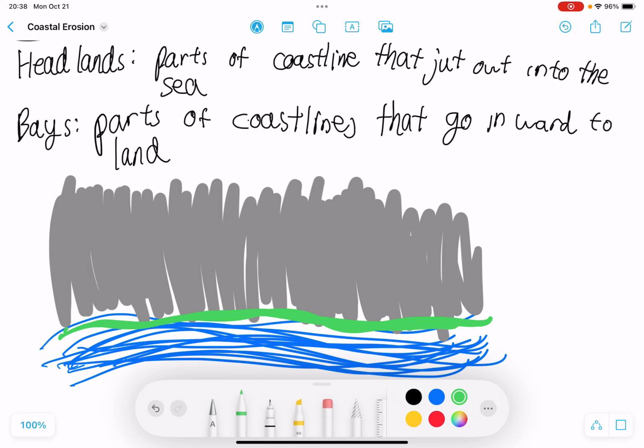So coastlines split into hard rocks and soft rocks. Like the cliffs are made up of rocks, right? Well, they're probably made up of other stuff, like there's trees on the cliffs and etc. But mostly the cliff is based on rocks. And there's different types of rocks. Different types of rocks have different hardness.